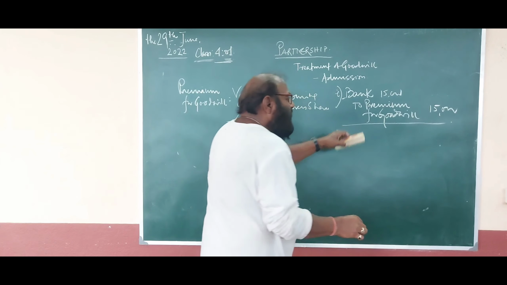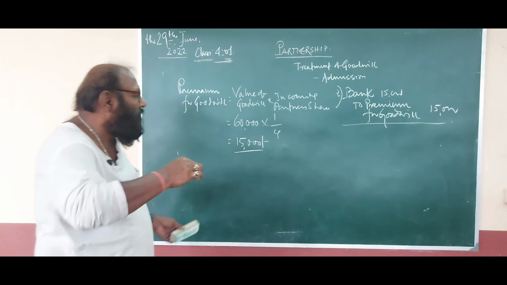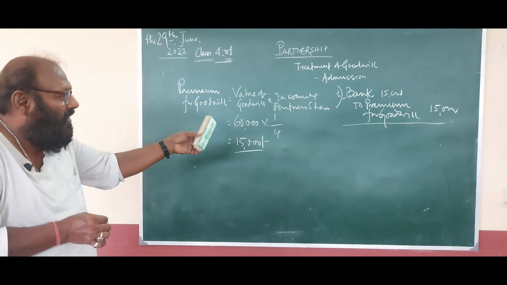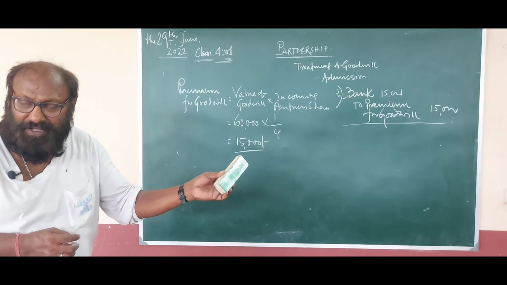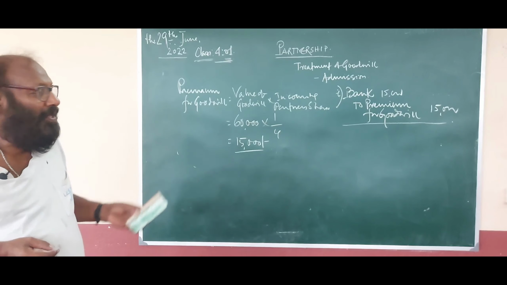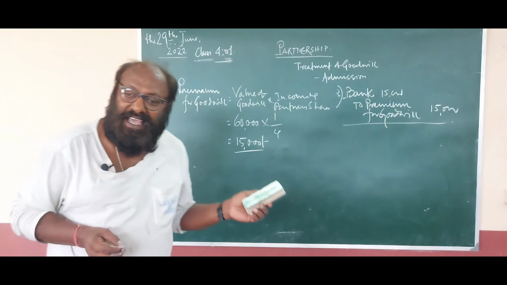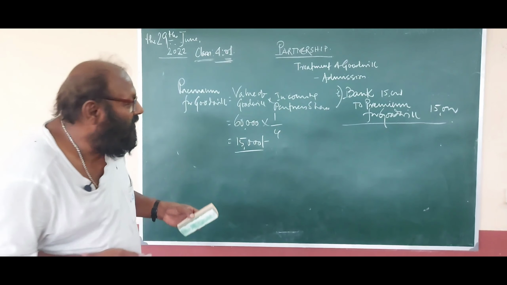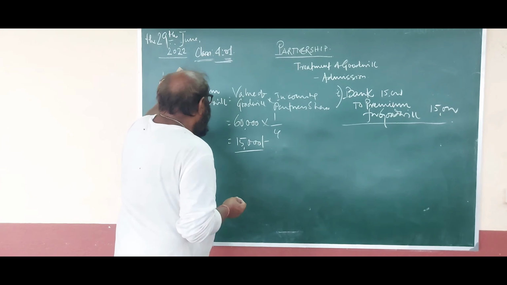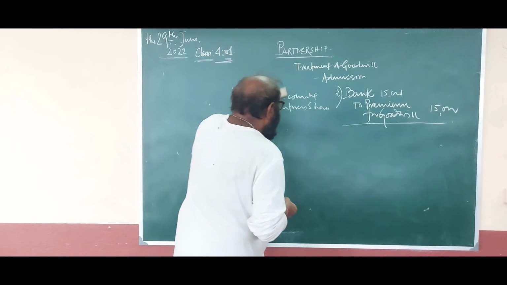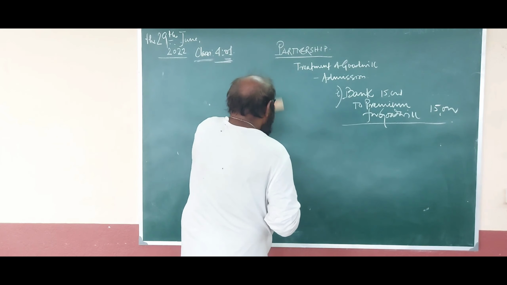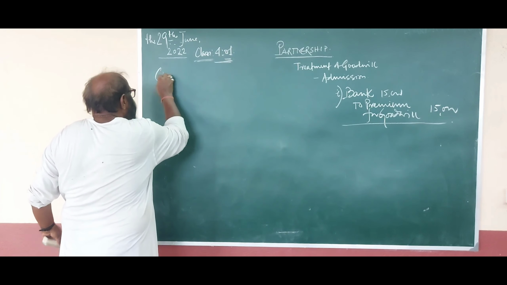Now this premium is to be distributed among the sacrificing partners. So what you have to do? You have to find out the sacrificing ratio of all the partners. So the sacrificing ratio you have to find out. Now our next task is calculation of the ratio.